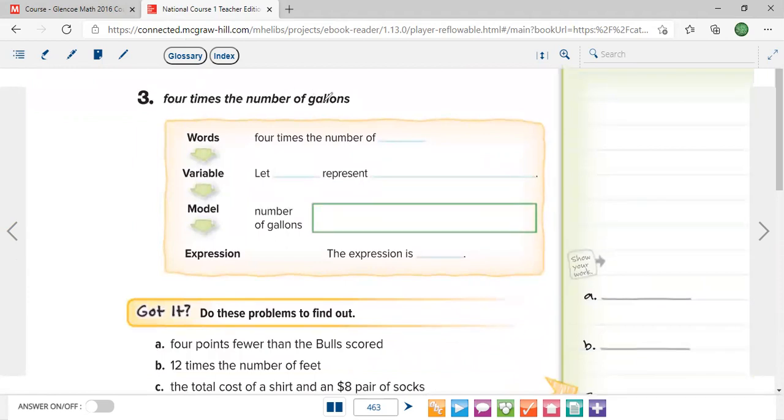Four times the number of gallons. We don't know what the number of gallons is, so let's say the number of gallons is n. Four times, so this will be 4n. That's it. 4n.